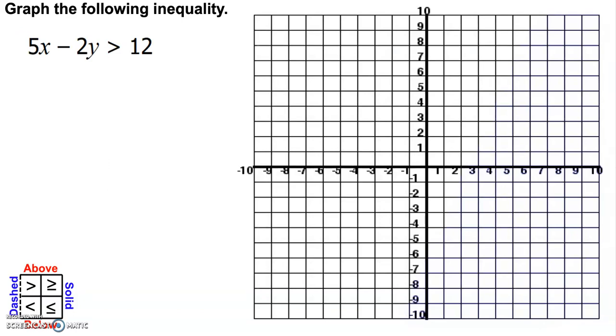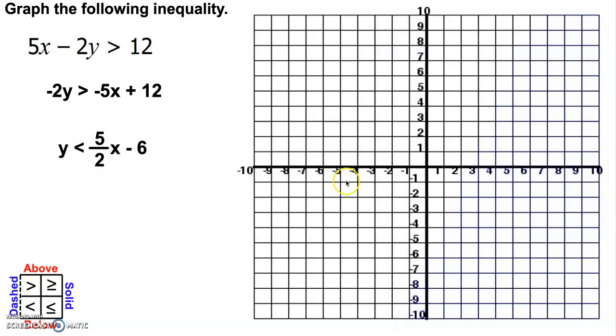With this one, notice that it is not in that slope-intercept form, so we have to put it in that form first. So we have to subtract the 5x from both sides and have negative 2y is greater than negative 5x plus 12. But then we have to divide by negative 2. Remember, when we divide by a negative, what happens to our inequality? When we divide by a negative, that inequality sign flips. So instead of having greater than, we now have less than.